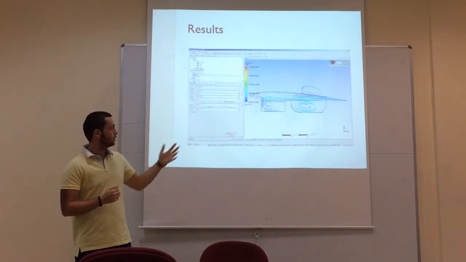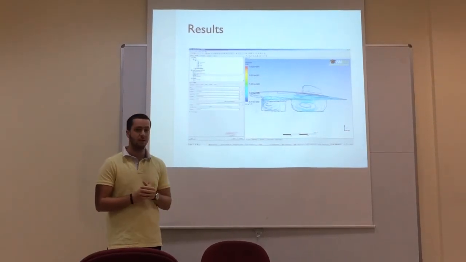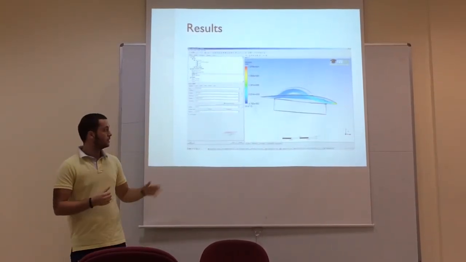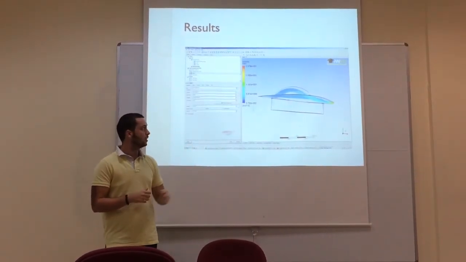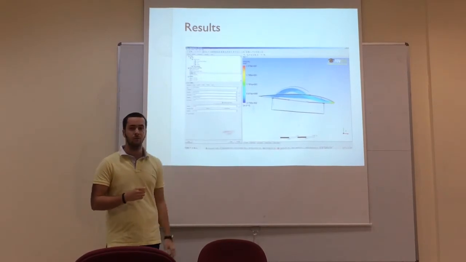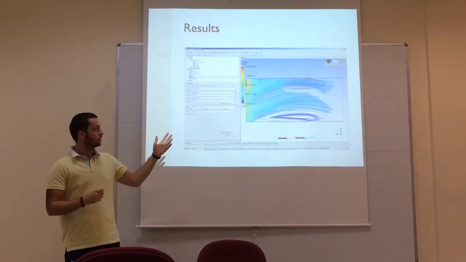And this is one of the results for car B and the aerodynamic analysis around it. This is of our second model, which was car B, and we got a much smoother airflow on it. This is another view of the car.